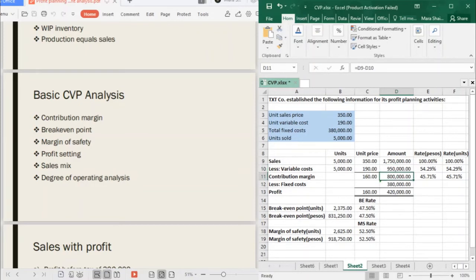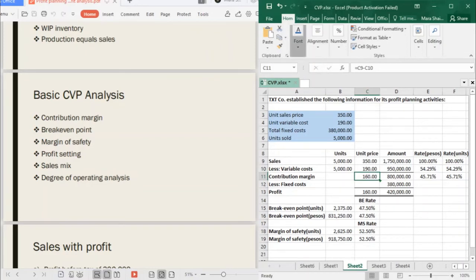Now, the contribution margin is again the difference of your sales and your variable cost. So the difference, 1,750 less 950 is of course 800. So 800 then is your contribution margin in peso. Total na siya, total contribution margin in peso. Now, if expressed in units, it's simply the unit price minus the unit variable cost. So, 350 minus 190. So, you have the unit contribution margin of 160.